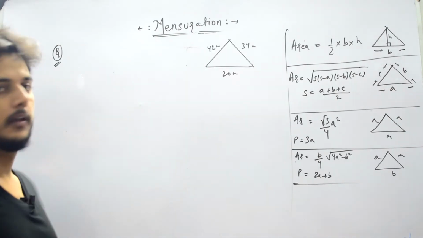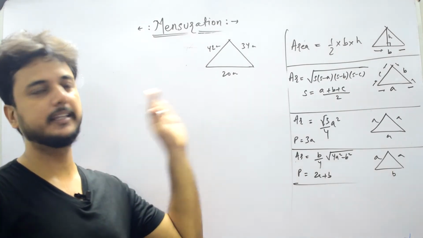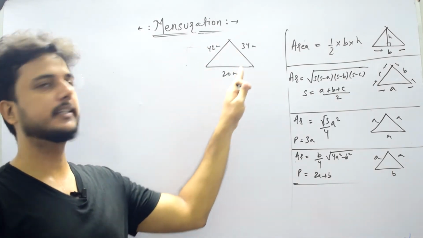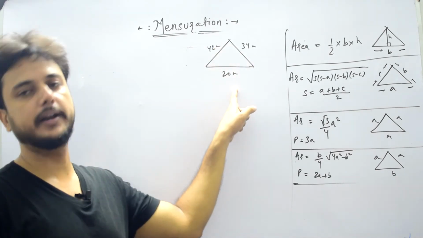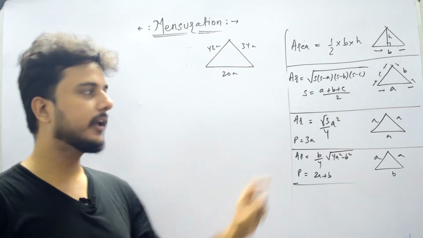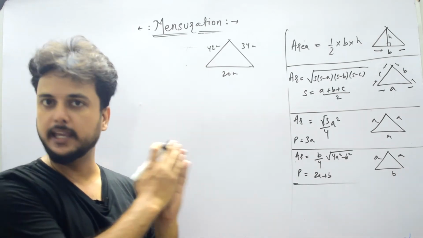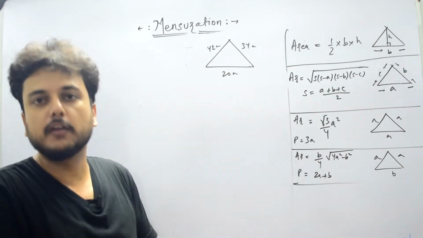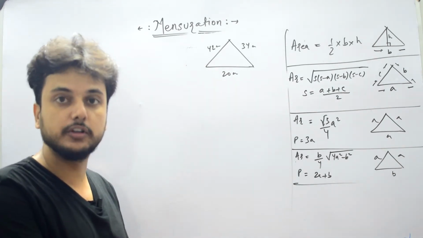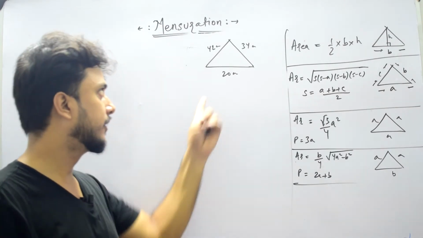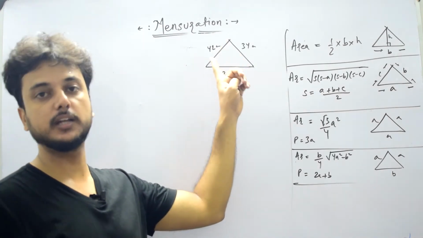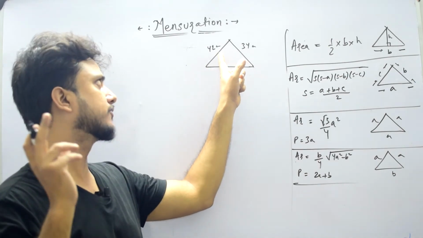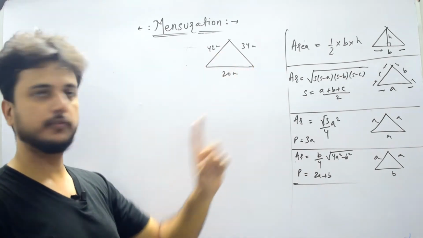Now let us see this question. The question says it is a triangle, and the three sides are given, that is 42, 34 and 20 centimeter. First find the area of this triangle, and then find the height corresponding to the longest side. The longest side is 42, so we have to find the height corresponding to the side which is 42.